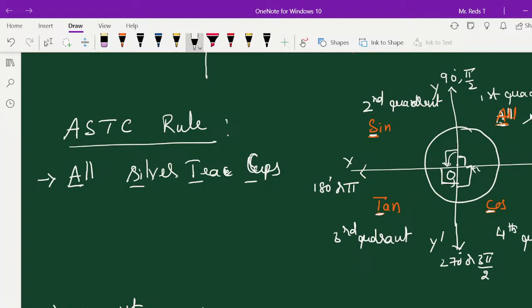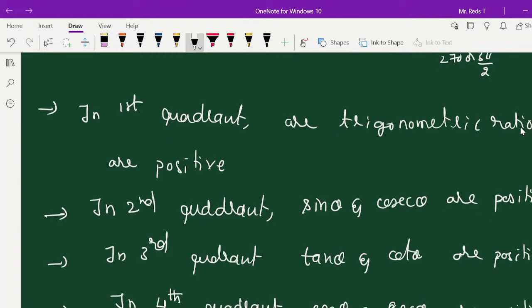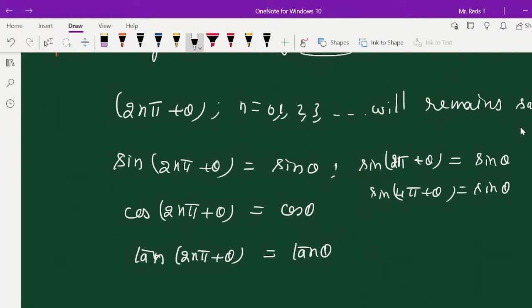So 2 pi plus theta comes in the first quadrant. In the first quadrant all functions are positive and the function will not change, it remains the same. So the same function will be obtained with a positive sign. That is also important, sign convention is also important. The function remains the same with a positive sign.